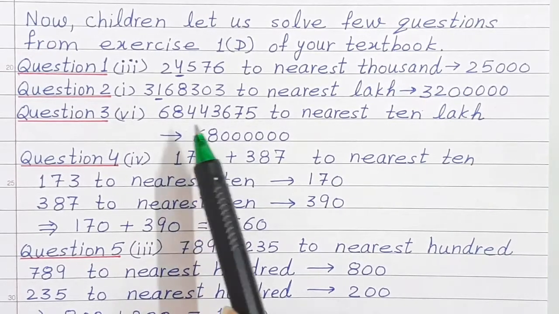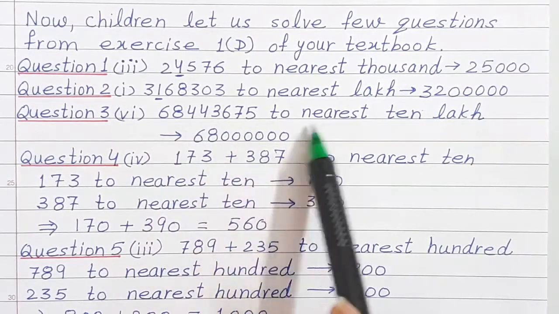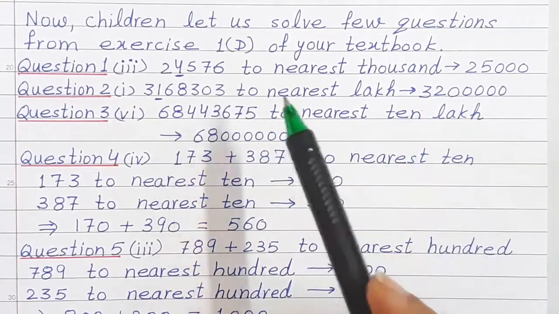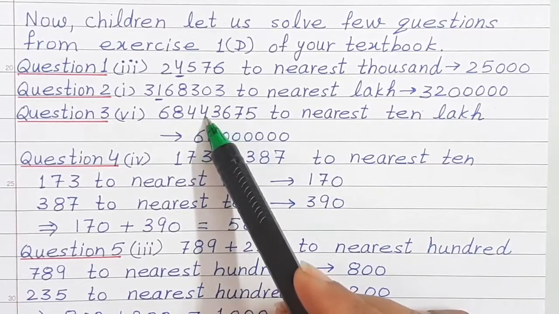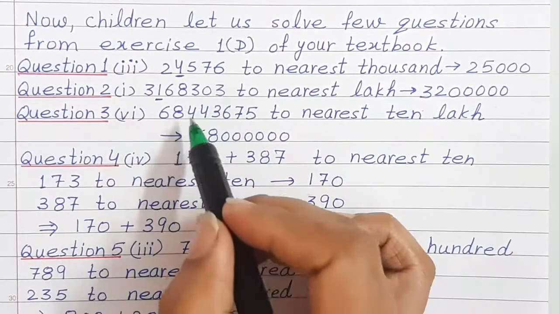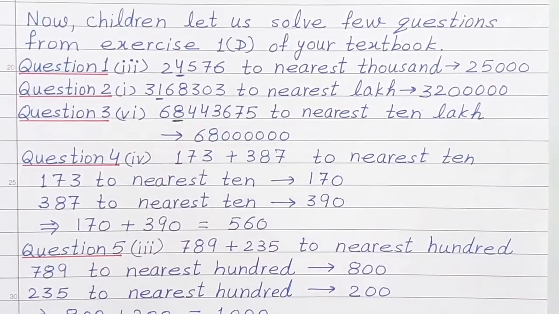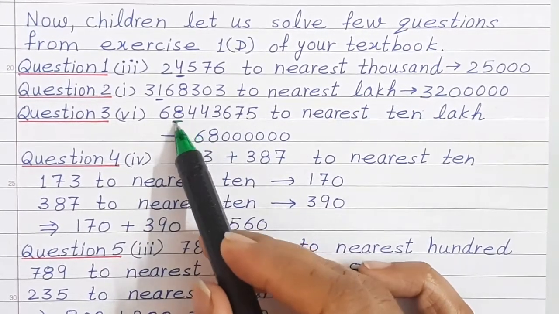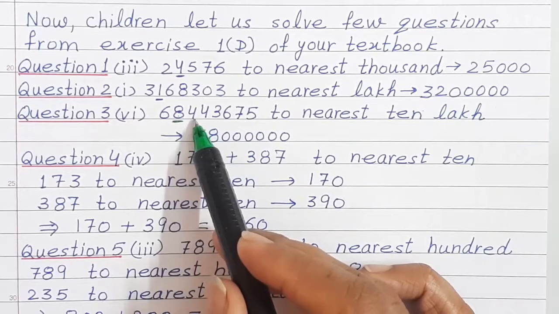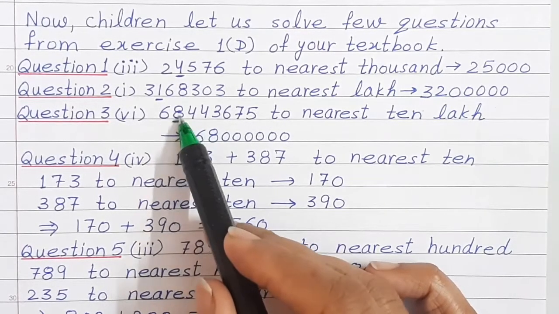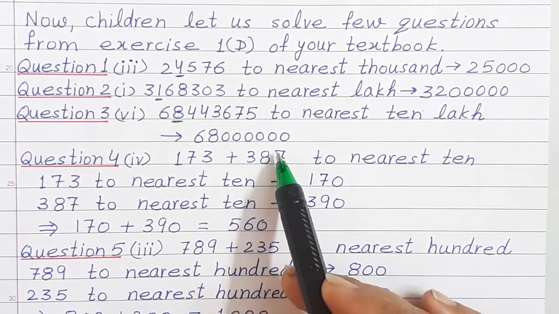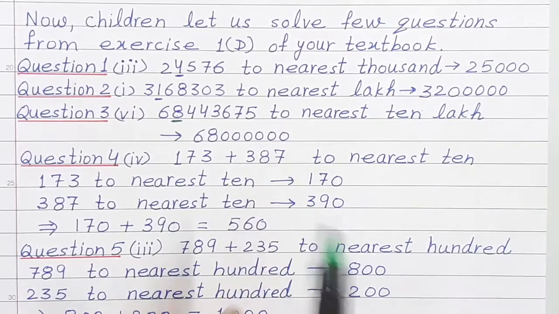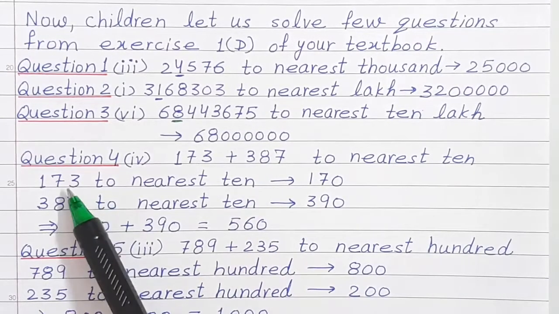Now next, we have to round off to the nearest 10 lakh. So ones, tens, 100, 1000, 10,000, lakh, 10 lakh. 8. Right? Now the digit after 8 is 4, which is less than 5. So it will become 6, 8 and the rest of the numbers will be zeros. I hope it is clear to everyone. Now see the next question, question number 4.